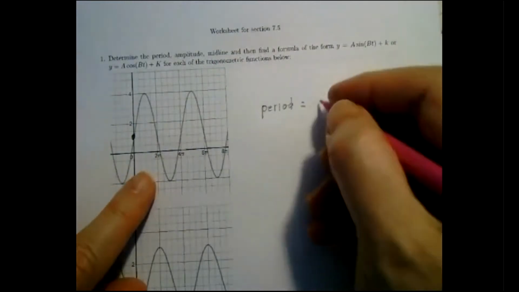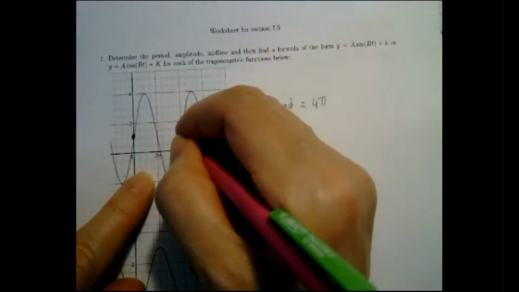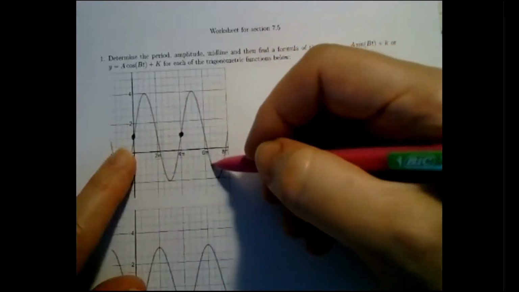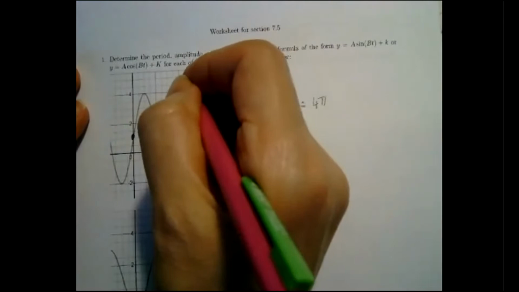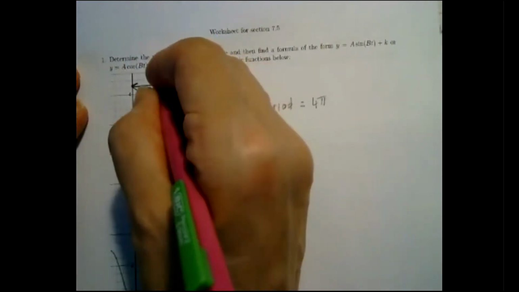You guys see the graph? 4 pi. The period is actually 4 pi. We start here, we go up, we go down, and then the graph is repeating itself. So that's my period. So from here to here, that's the cycle, and that's 4 pi. Okay. Then I need the midline.